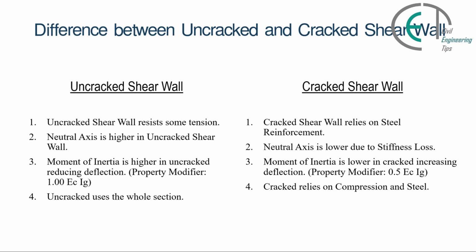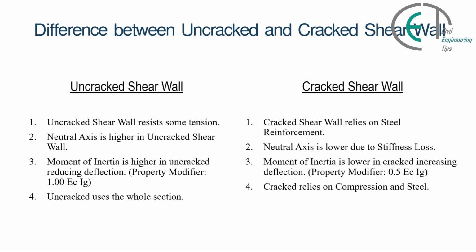Uncracked shear wall resists some tension. Cracked shear wall relies on steel reinforcement. Neutral axis is higher in uncracked shear wall. Neutral axis is lower due to stiffness loss in case of cracked shear wall. Moment of inertia is higher in uncracked, reducing deflection. Here the property modifier will be 1.00 EcIg. Moment of inertia is lower in cracked, increasing deflection, and in this case the property modifier will be 0.5 EcIg.